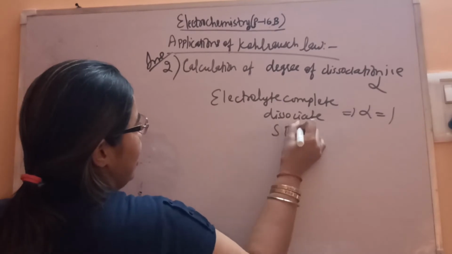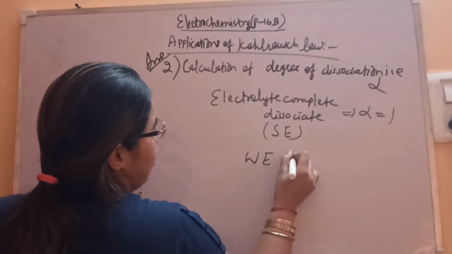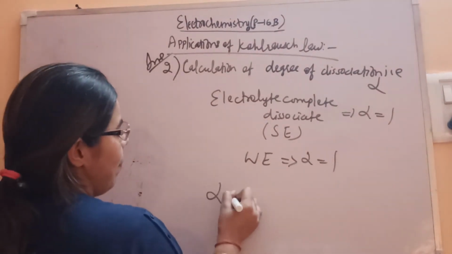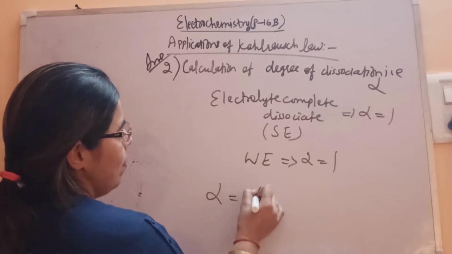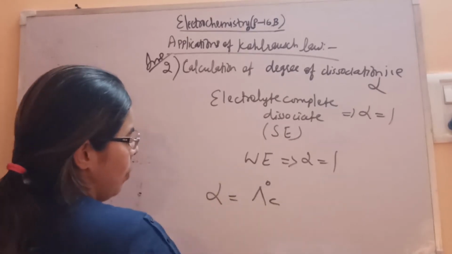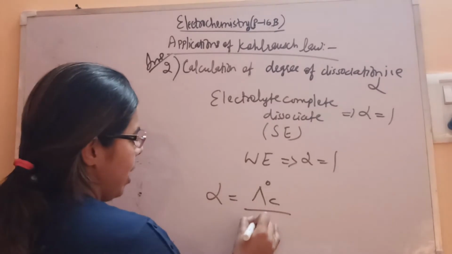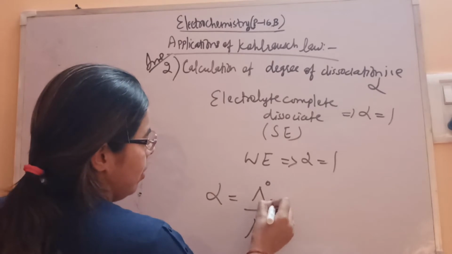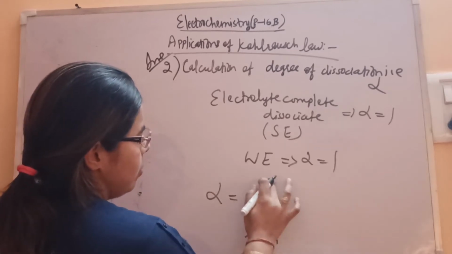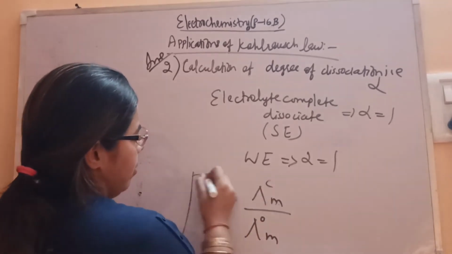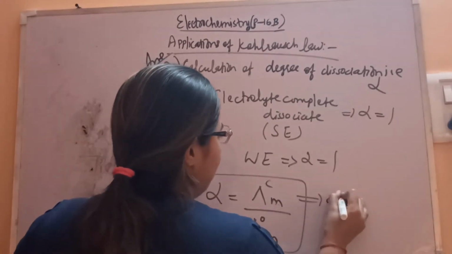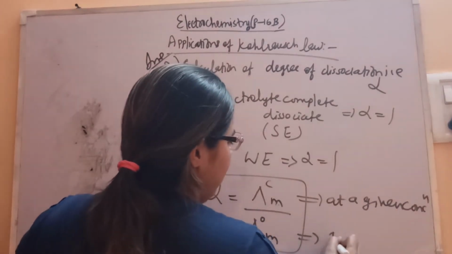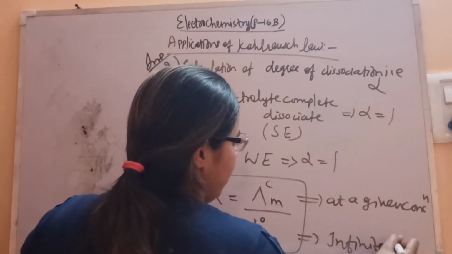That is in case of strong electrolytes. But in case of weak electrolytes, alpha is not equal to 1. So this expression which we are writing now is only applicable for weak electrolytes. So alpha is equal to molar conductivity at a particular concentration over molar conductivity at infinite dilution. This is the expression. This is at a given concentration and this is at infinite dilution. So it is the ratio of that.